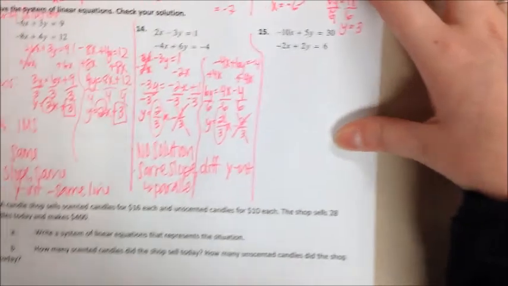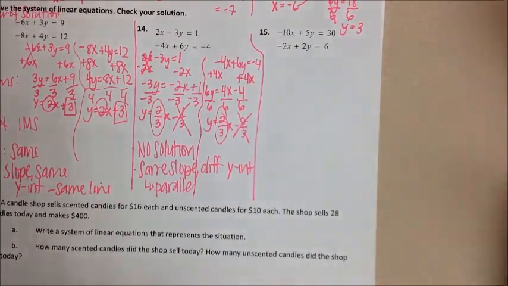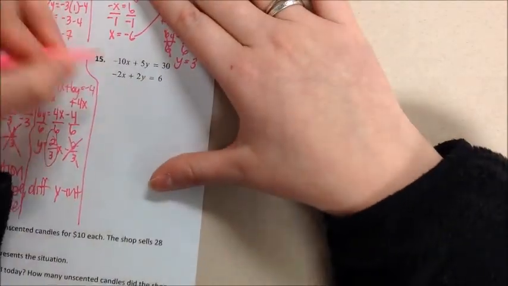And we have number 15, which, if you can make a guess, you would know that we did infinitely many solutions, and then we did no solutions, and now it's time for one solution, but let's see what that looks like.